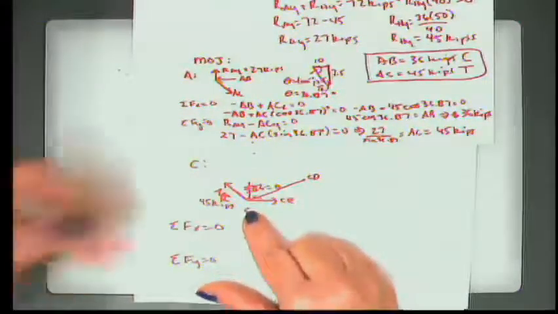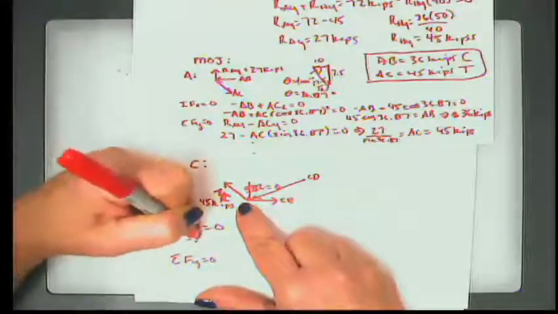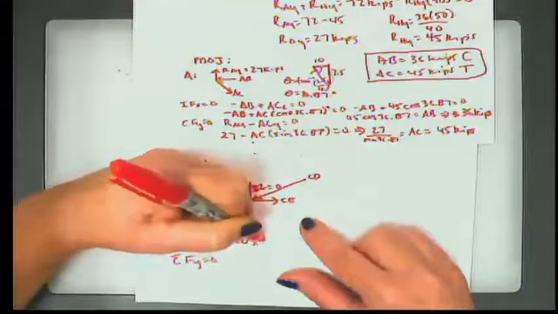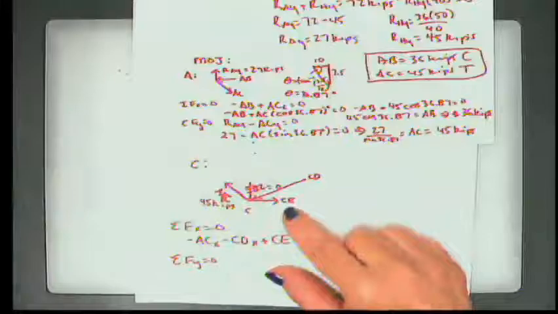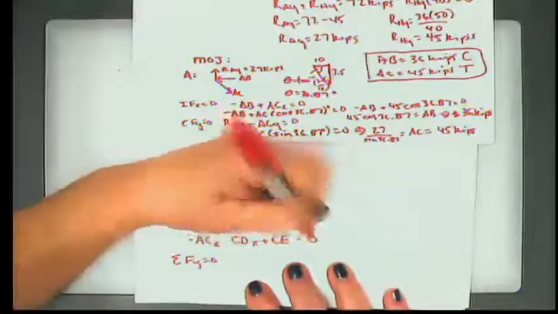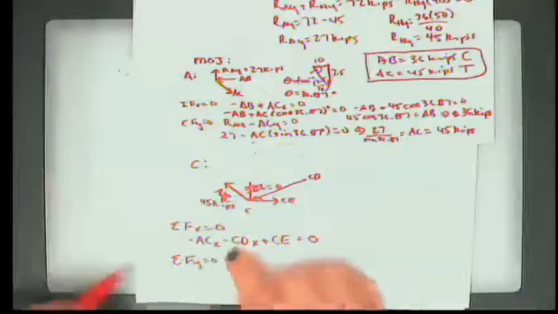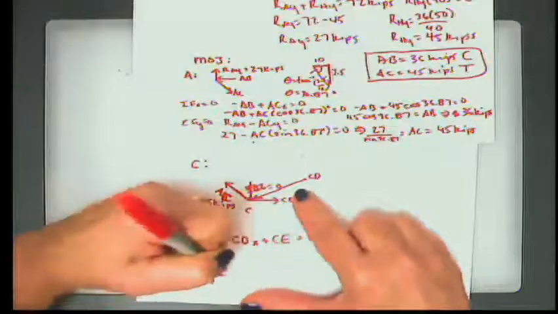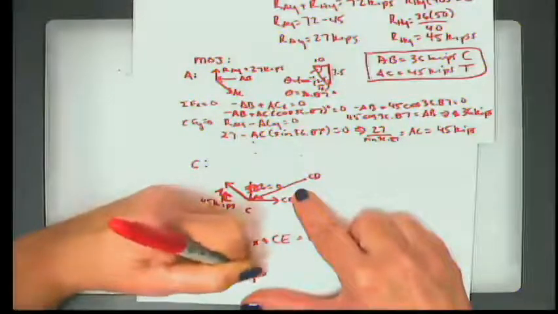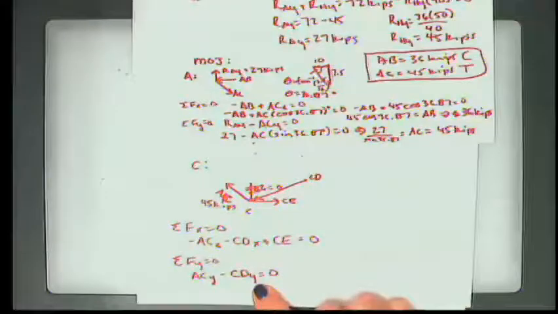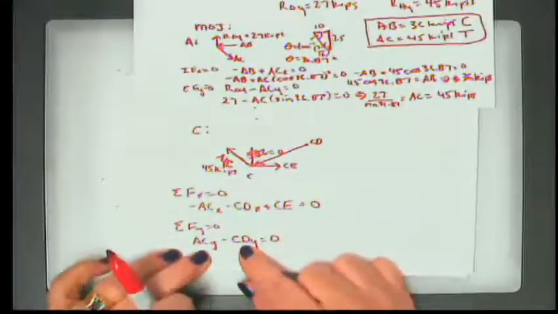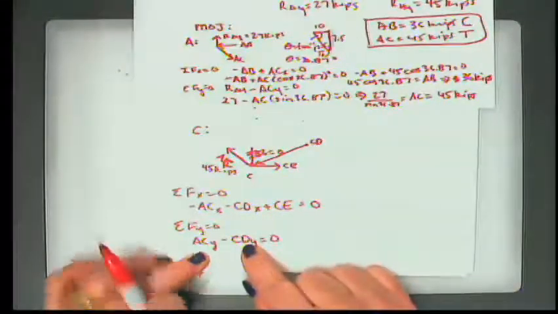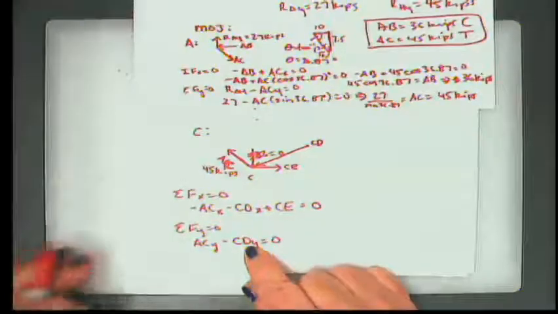All right, so what do we have in the X direction? Well, we have negative AC in the X direction minus CD in the X direction plus the whole entirety of CE, because it's all horizontal, all in the X direction, equals 0. And in the Y direction, we have positive AC in the Y direction minus CD in the Y direction. Those two things added together equals 0. This is going to be easier for us for 2 reasons. One is because there's only 2 unknowns, and this is the one we want. The other is that we have the magnitude of AC.